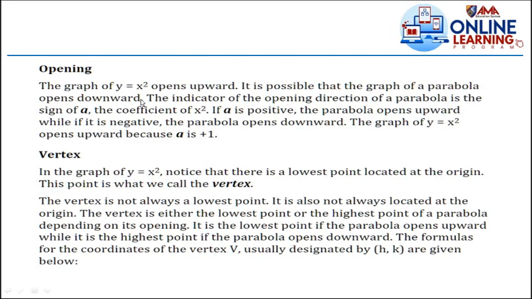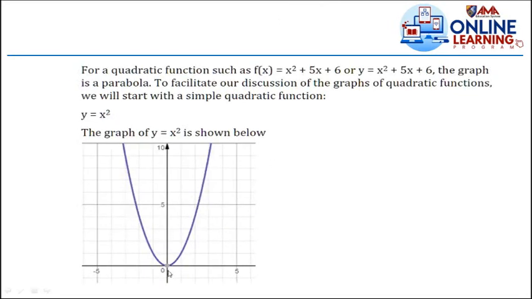So therefore, the graph of y is equal to x squared opens upward because our a is equal to 1, which is positive. So what is the vertex? In the graph of y is equal to x squared, notice that there's a lowest point located at the origin. This point is what we call the vertex. Dito, ito yung tinatawag nating vertex, which is at the origin, x is equal to 0, y is also 0.